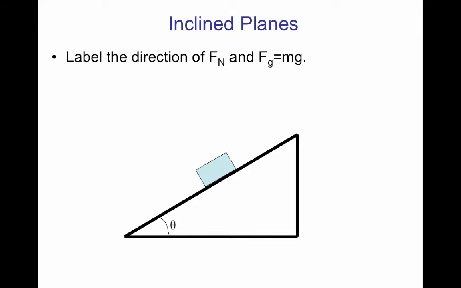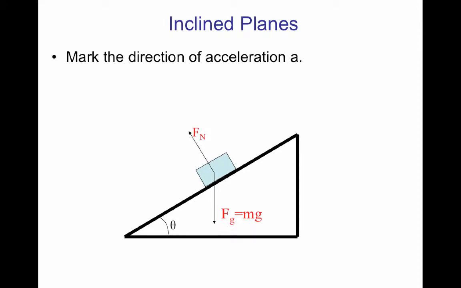Okay, we're going to look at inclined planes and the forces acting on an object on an inclined plane. So first we're going to draw the Fn and Fg forces. We can see that gravity is acting straight down. Fg is equal to m times g, and the normal force is acting perpendicular to the surface that you are on. We're going to mark in the direction of acceleration. Obviously, this will be accelerating down the ramp, and we show the acceleration parallel to the surface of the ramp.